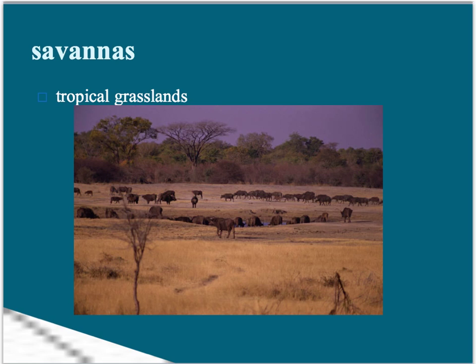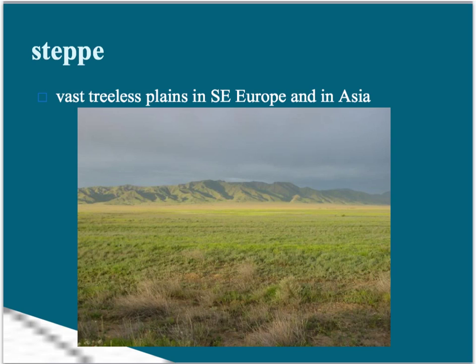Savannas, tropical grasslands, think of Mufasa, Lion King, all that good stuff. A steppe is basically a big treeless plain. It's similar kind of like to a prairie or something like that. They tend to be in Southeast Europe and in Asia as well. It's kind of a European version of it, or Asian.